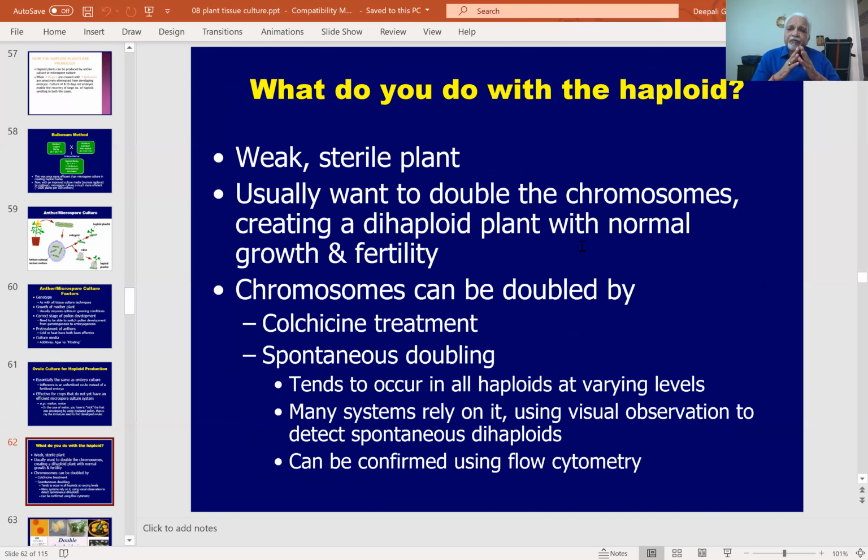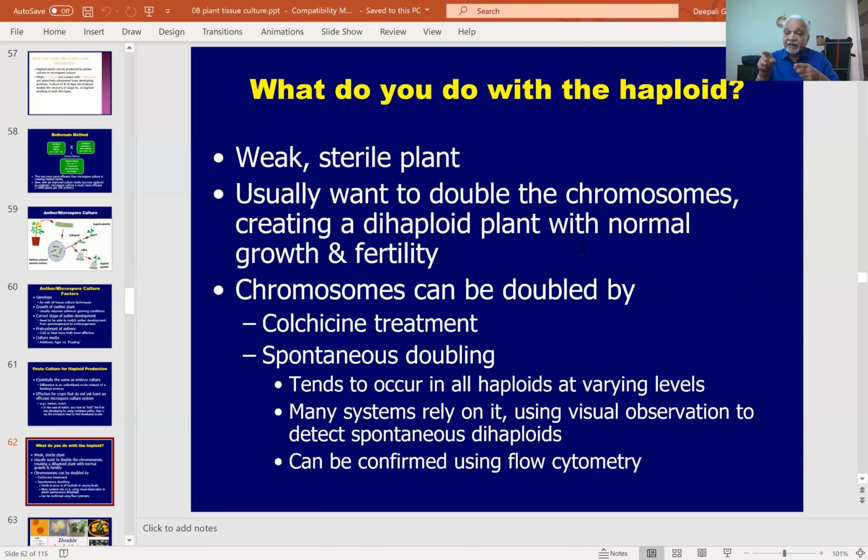The question is, if you have a haploid plant, what do you do with it? Normally, since they have half the number of chromosomes, or one n set of chromosomes, they are very weak. And also, they are sterile. If these plants grow up to maturity, they cannot sexually reproduce. Why? Because they are haploid and they cannot produce the sex cells.